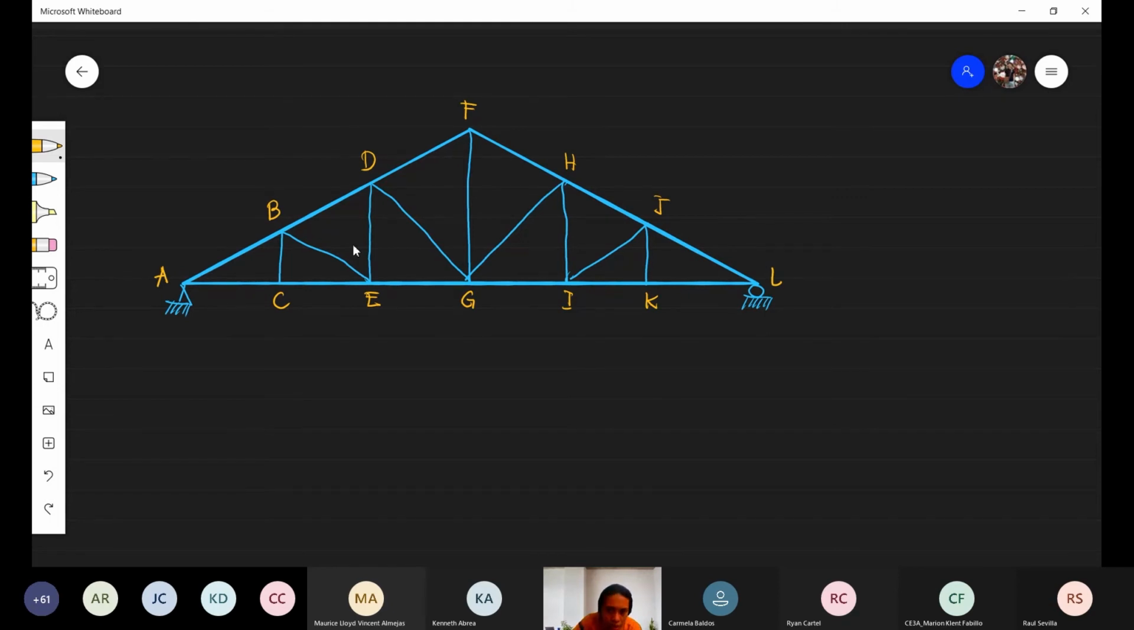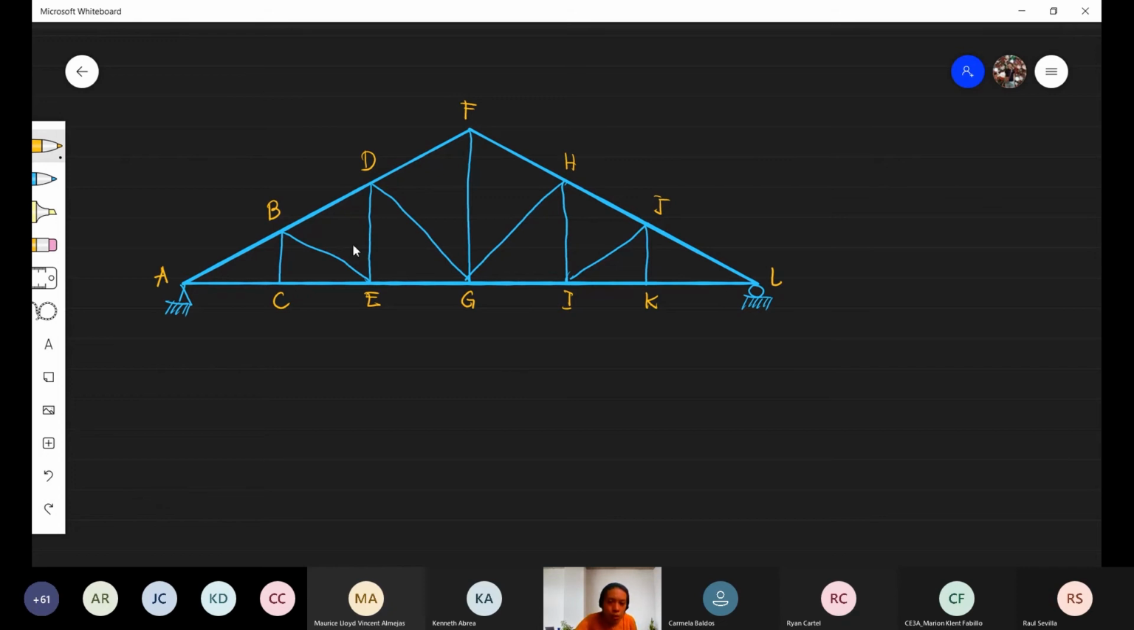That is our assumption for a truss. For a truss, the members experience only axial force. There is no bending and no torque, only axial force. So it's either tension or compression.